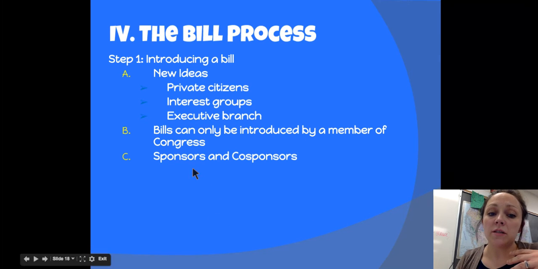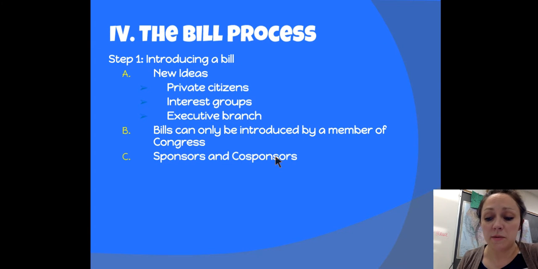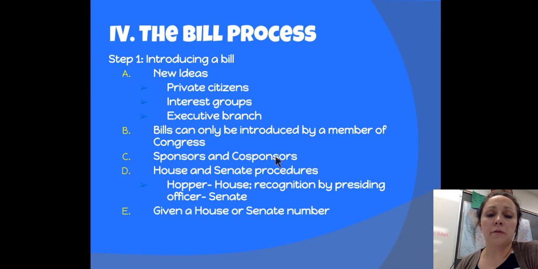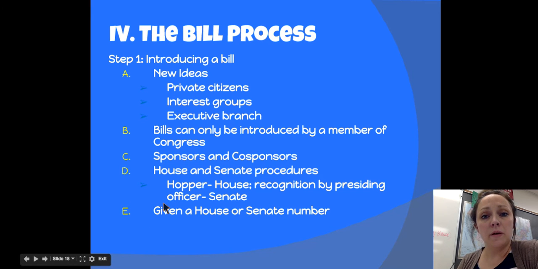Bills have sponsors and co-sponsors. The bill's sponsor is the person who had the idea originally, and co-sponsors are people who attach their name to the bill, basically showing their support for that specific congressman or that bill idea. And then the bill has to go through the House and Senate procedures after it's been created. In the House of Representatives, the bill goes into the hopper.